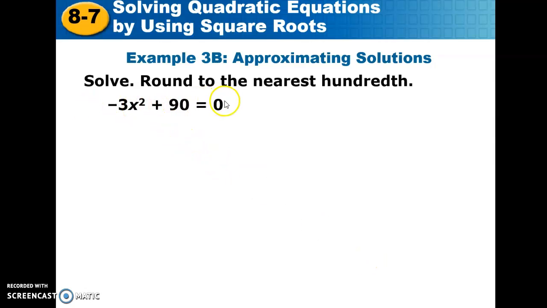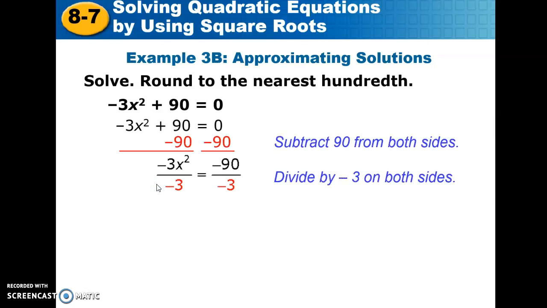Same thing here. This is not going to work out. I'm already seeing that we have a 3, we have a 90. Neither are perfect squares. So when we go to work out the problem, it's not going to be easy like the other one. So we're going to still follow our algebraic rules. We're going to subtract 90 on both sides, then divide by negative 3, and we get x squared equals 30. I know in my head I cannot take the square root of 30 and come out with a whole number. It's not a perfect square.